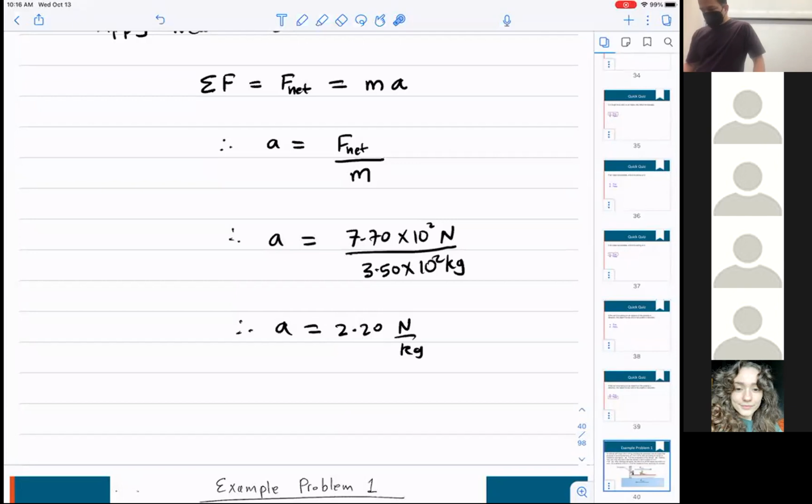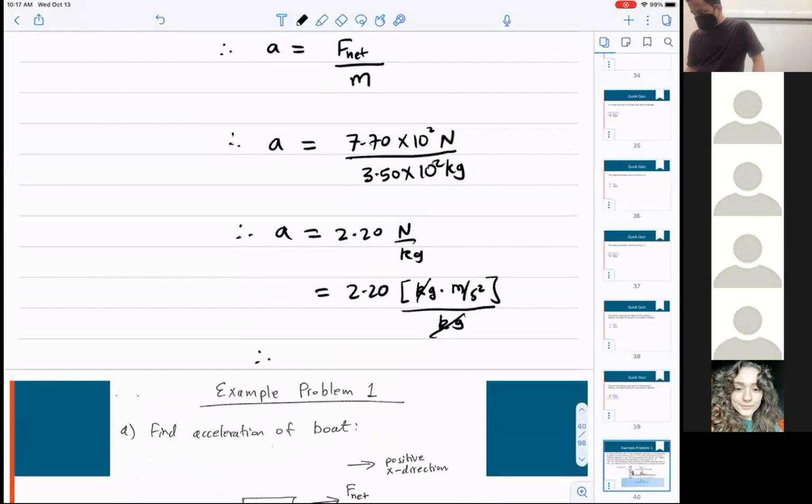So we see here that newtons is the unit of this force, which is the same as the units of kilograms times meters per second squared. So in fact, 1 newton is defined to be, if you recall, 1 kilogram times meters per second squared, all divided by kilograms. And so you see that this cancels, and you get that the acceleration is 2.20 meters per second squared.